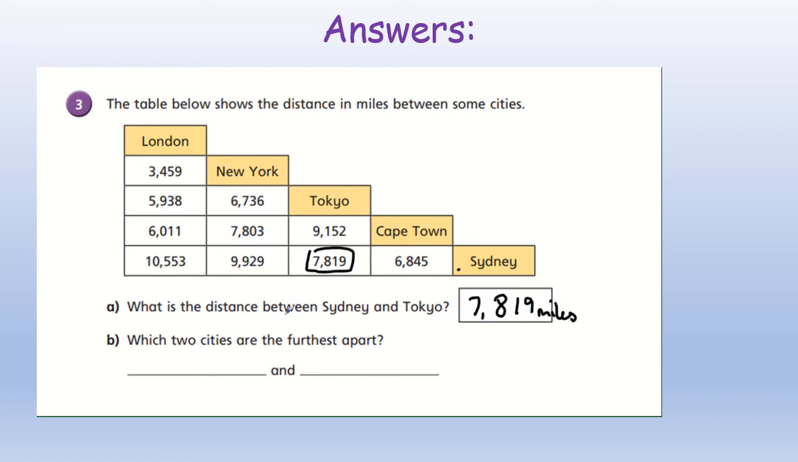And which two cities are furthest apart? So now we're looking for the biggest number we can. And here it is. So which two cities does that represent? Well done. It is London and Sydney. I'm sure you got that right. Excellent work. Well done, Year 5.